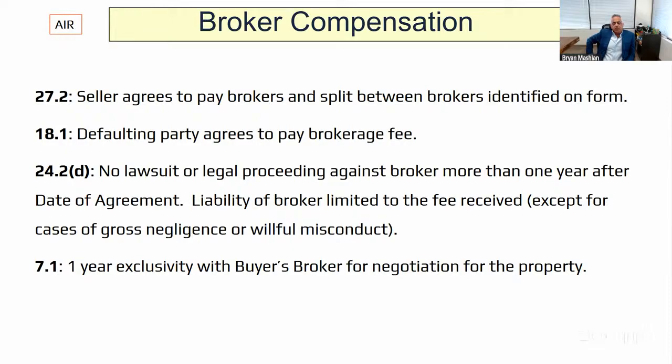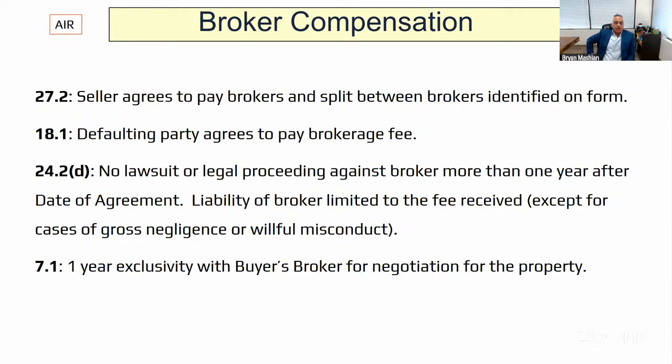Okay. So now our contracts, like I said at the beginning in response to Chris's question, state exactly how much each broker is going to get paid. The seller in section 27.2 is supposed to pay the brokers their commission. It says who gets what percentage, and that part of the contract is also escrow instructions so that the escrow company pays the brokers.